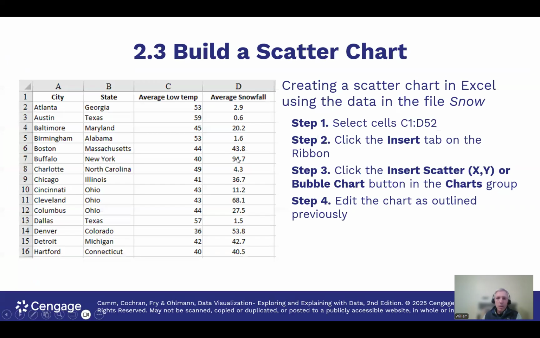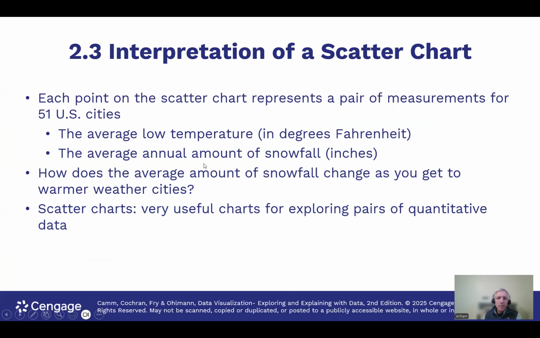Okay, so each point represents a pair of measurements. So it's not one measurement, it's a pair of measurements. One is the average snowfall and the other is the average low temperature. And then the question is, how does the average amount of snowfall change as you get to warmer weather cities?